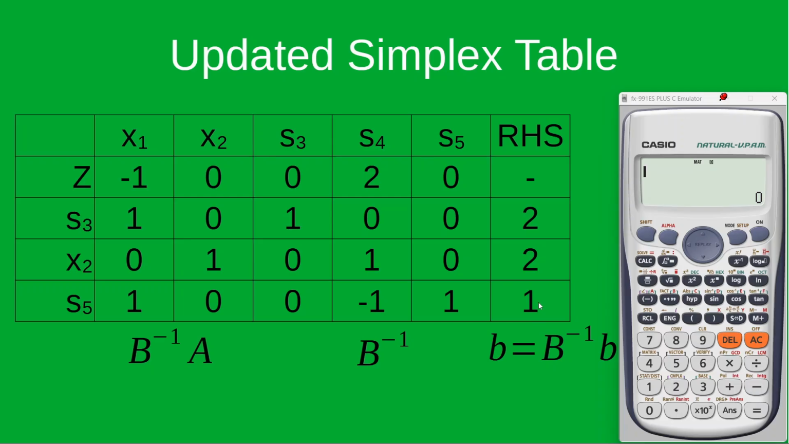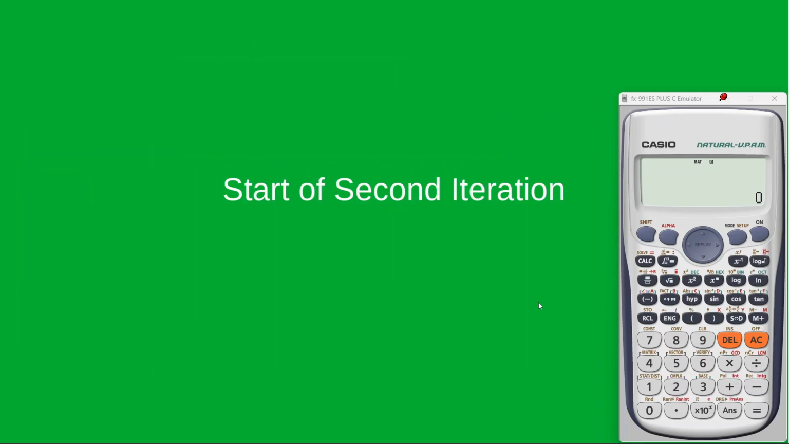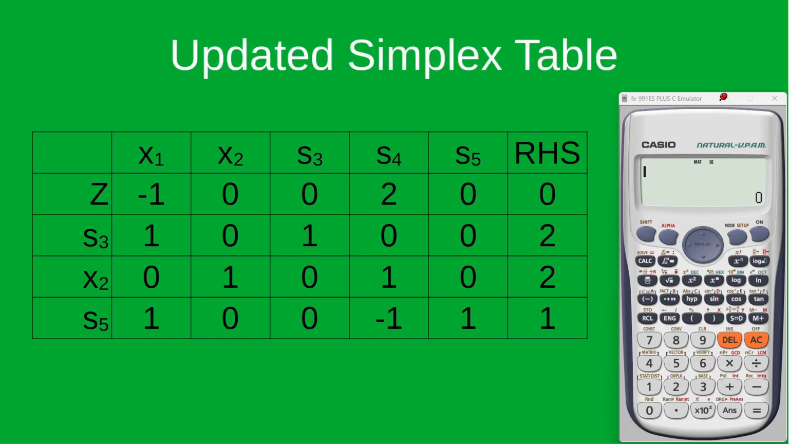Of course, do we have to do further iterations? The answer is yes. So we have to start with the second iteration. Now the highest negative entry is under x1. So this is now going to be the basic variable which is going to enter. This is going to be the entering basic variable, and the leaving basic variable is now going to be S5, because the ratio of 1 divided by 1 is the lowest.